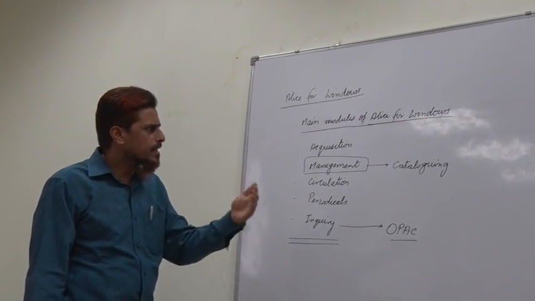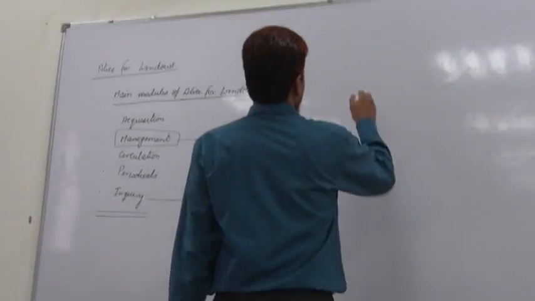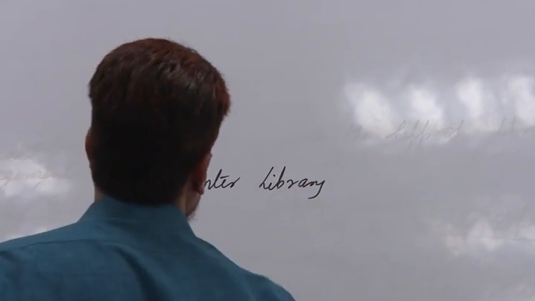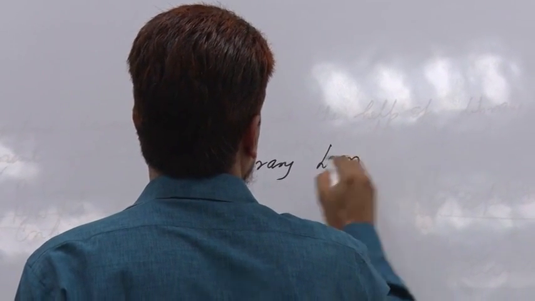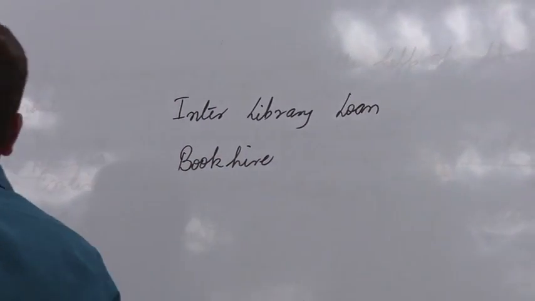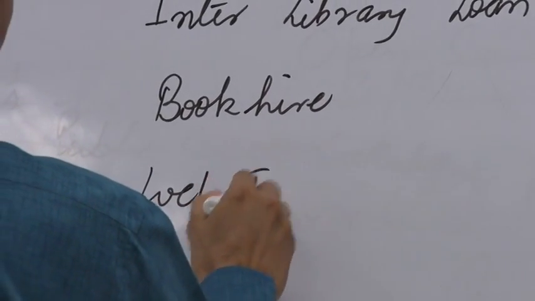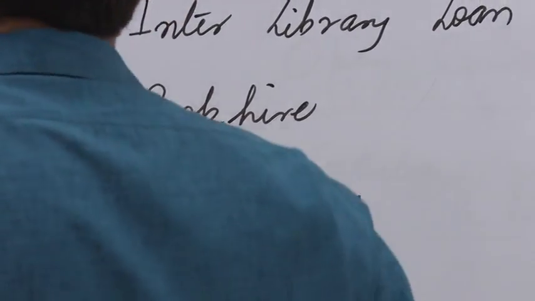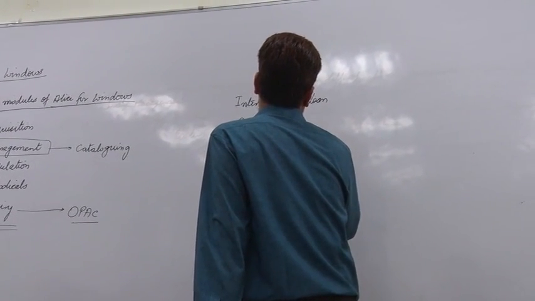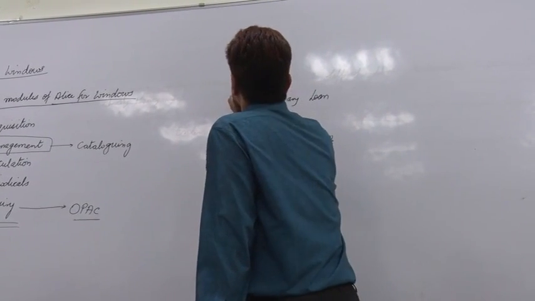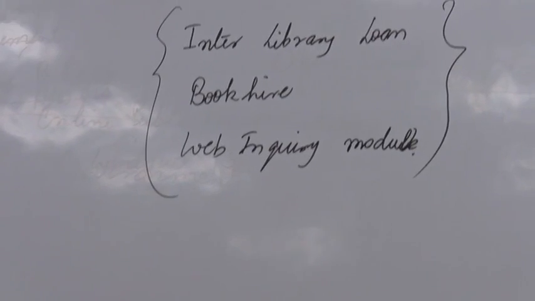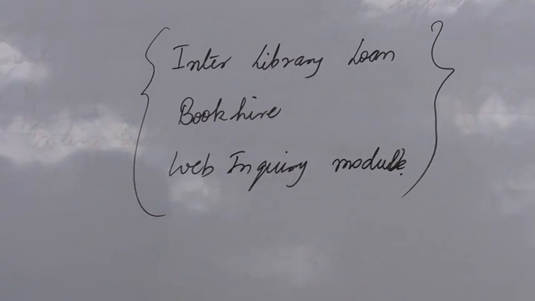Though they are having certain other modules also, like interlibrary loan. They have a full-fledged module for this interlibrary loan. Then they have book hire, another module. Then they have web inquiry module, separate from inquiry. It's just like web OPAC, web inquiry module. These are some of the other modules which are available in Alice for Windows.